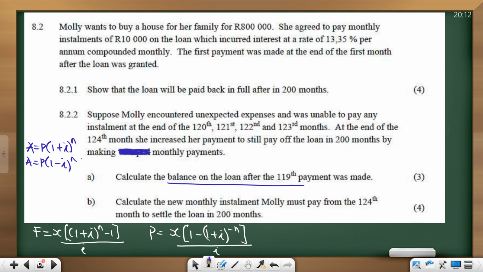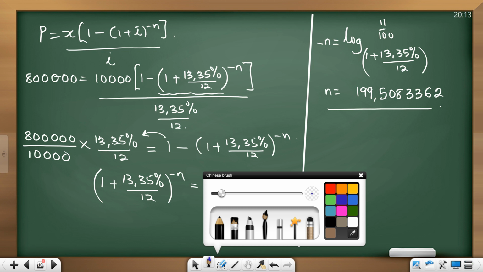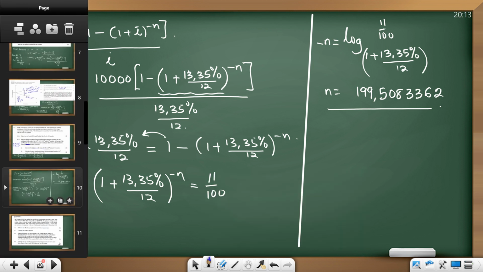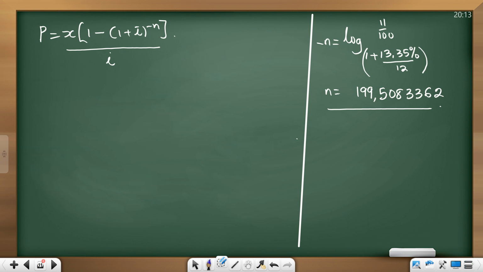Get it? This is where we might lose that mark again. For you to use 200 now is wrong, because we are not now using 200. What value are we using? 19950. So in doing the second question, what are we using? We are using P formula. Quickly, I don't want us to waste time. We are using what? P.